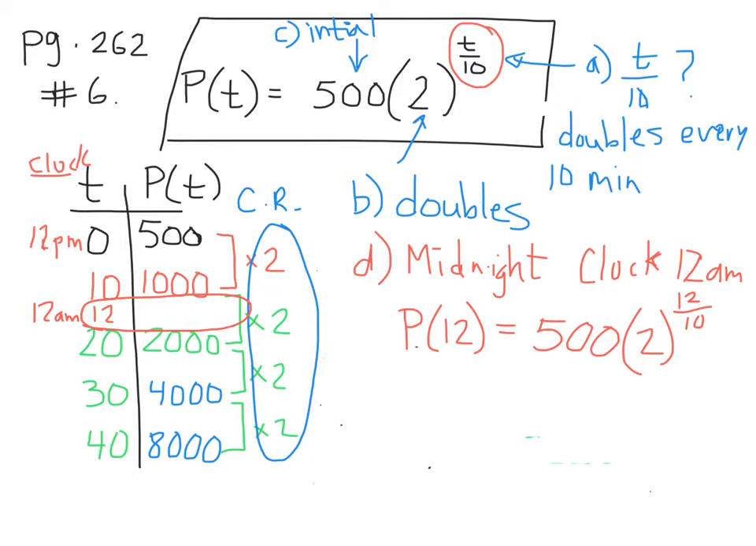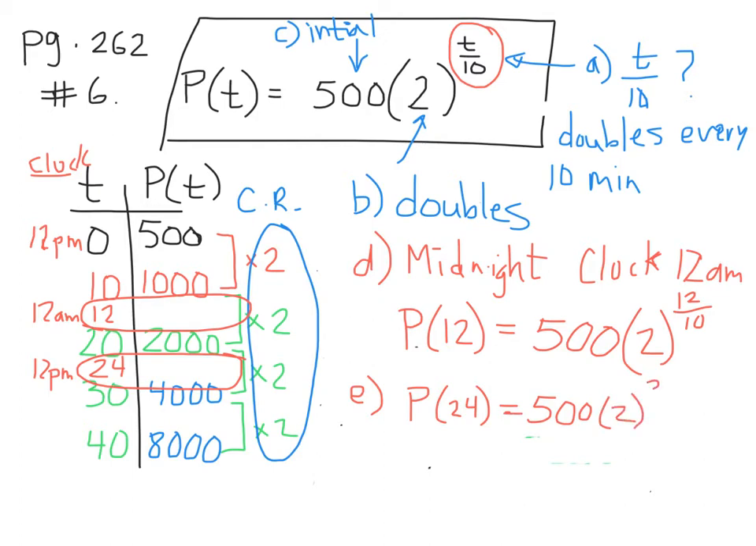Now, question E, you got to be careful on question E. Question E says determine the population at noon of the next day. Well, noon the next day is another 12 hours later. Noon the next day is 24 hours after the initial time. So I would have to plug in a 24, not a 12, but a 24 into the formula because the formula deals with how many hours pass by.